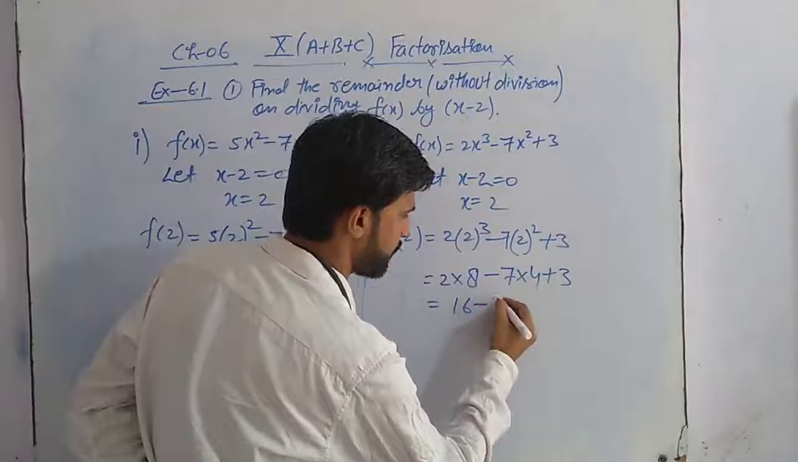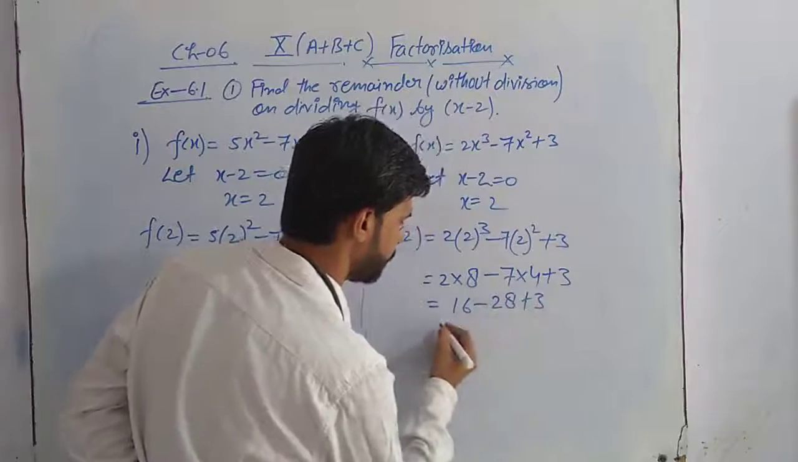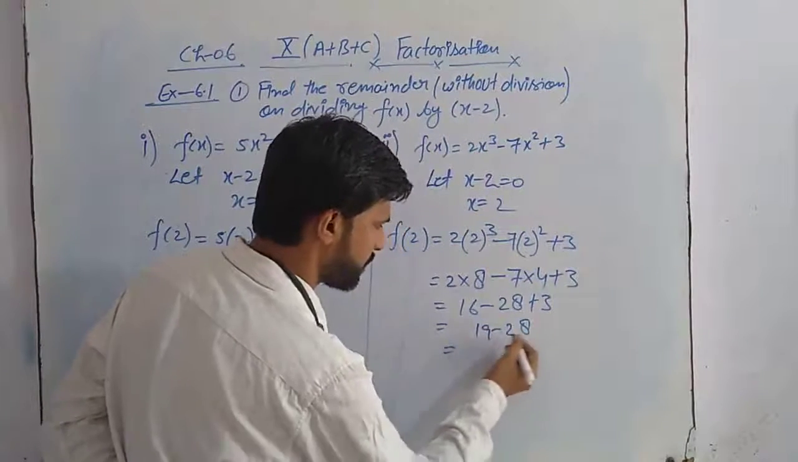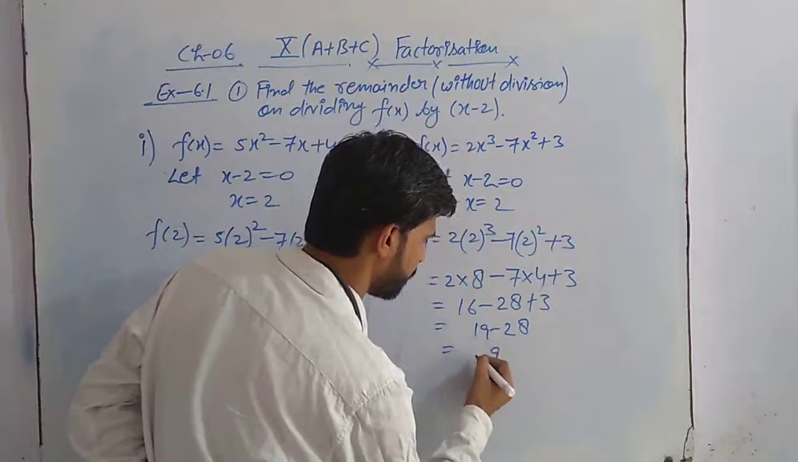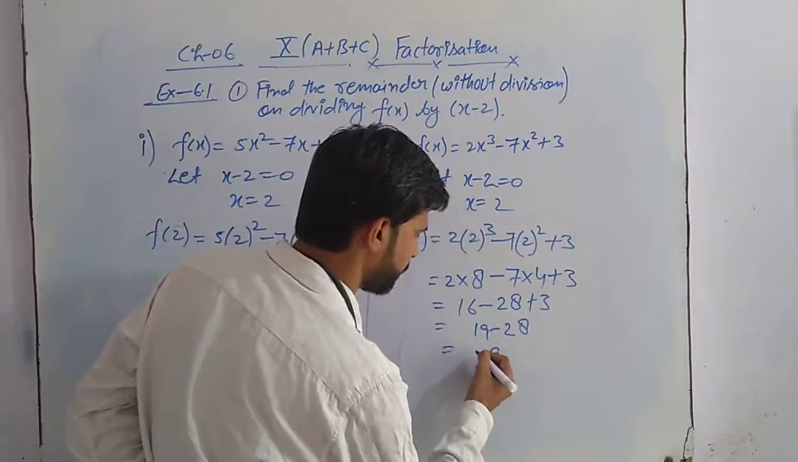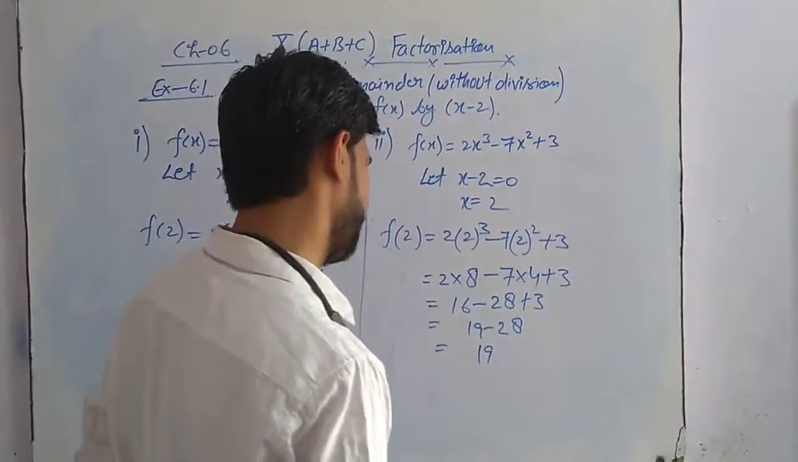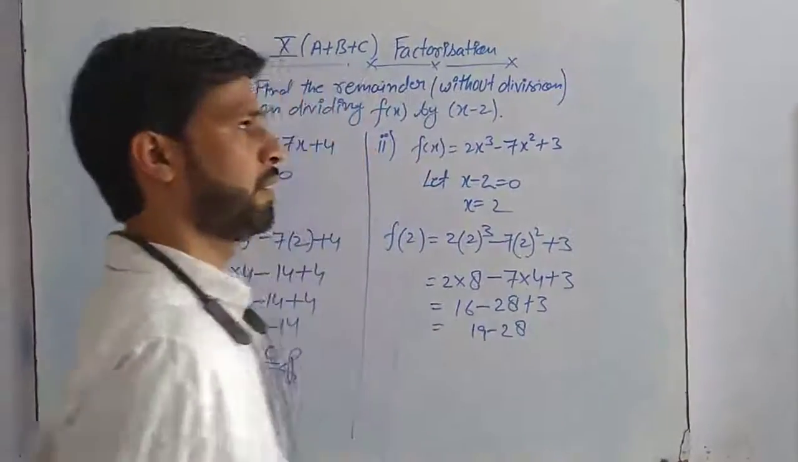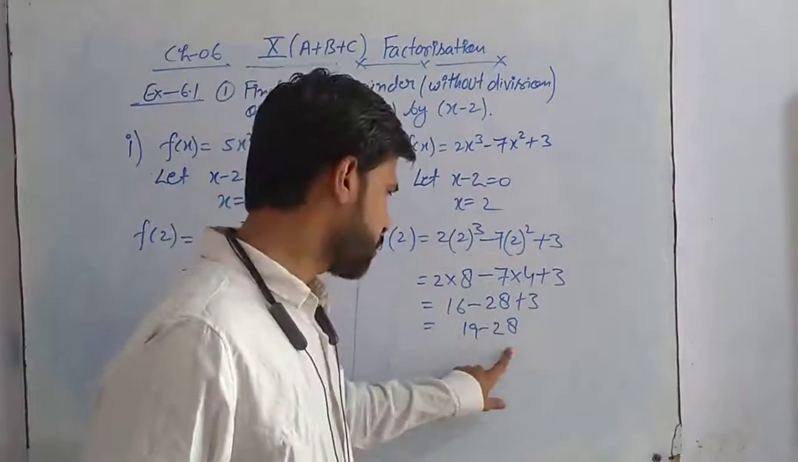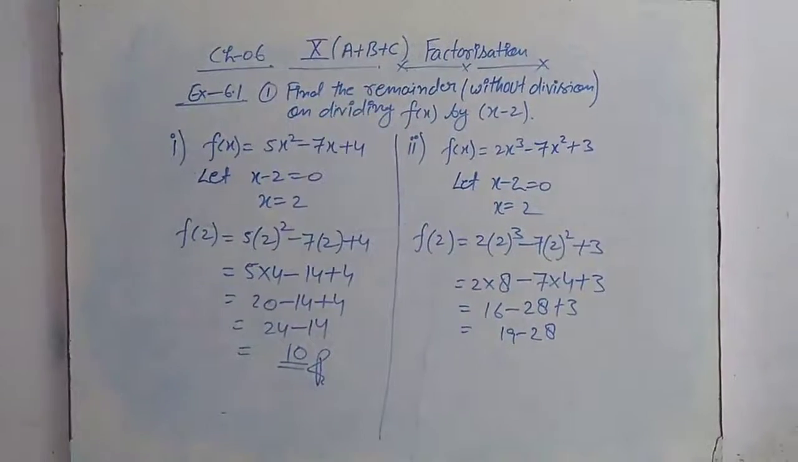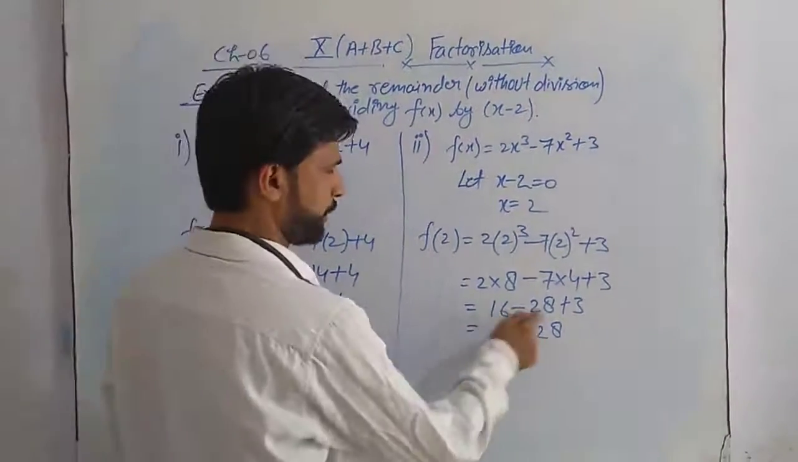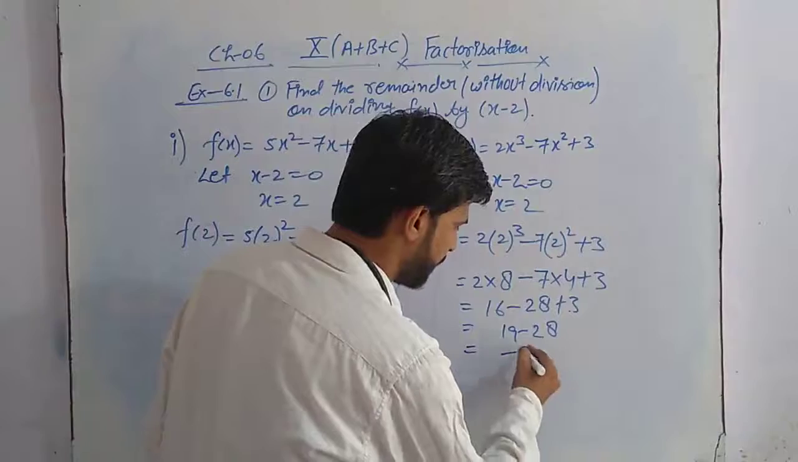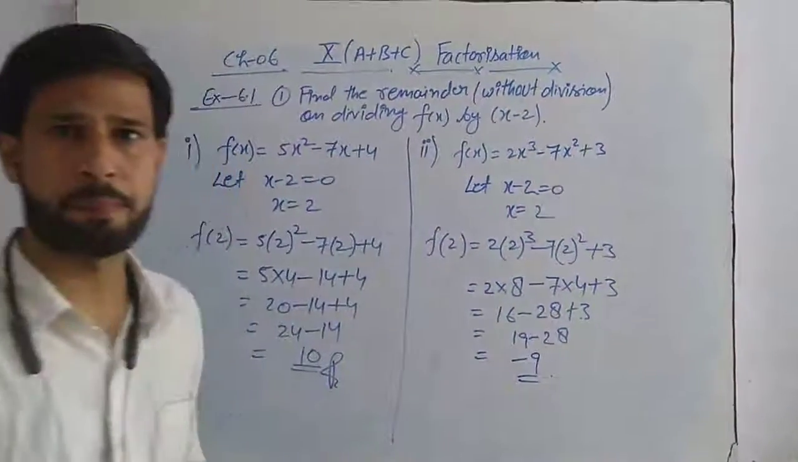Now 16 minus 28 plus 3. Now 16 plus 3 is 19, minus 28. Now the remainder is given by 19 minus 28. After subtracting this we get minus 9 as the remainder of this question.